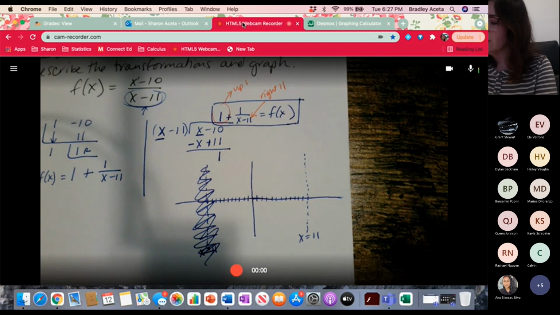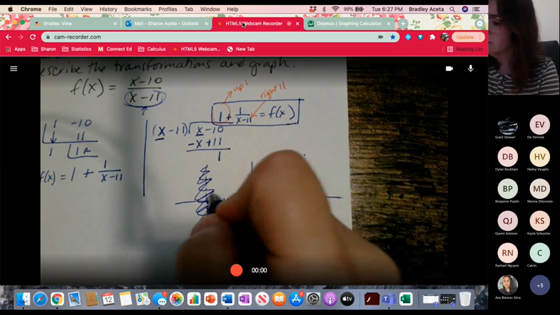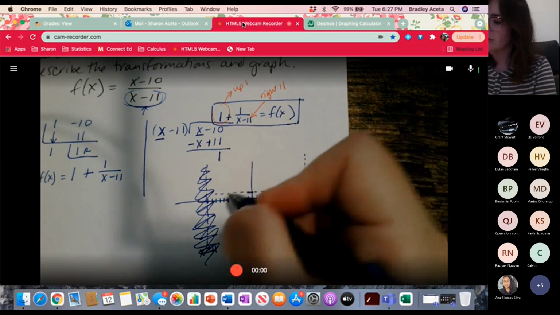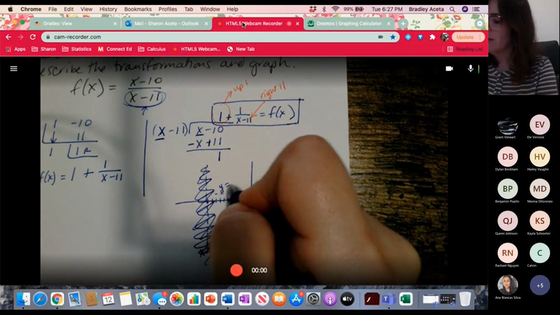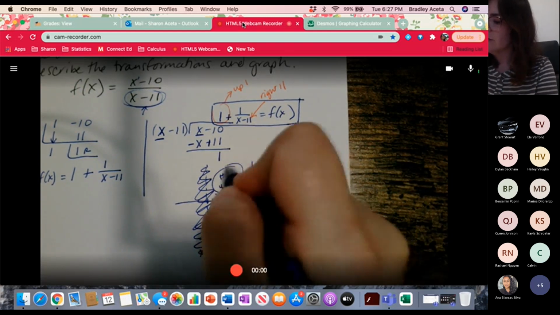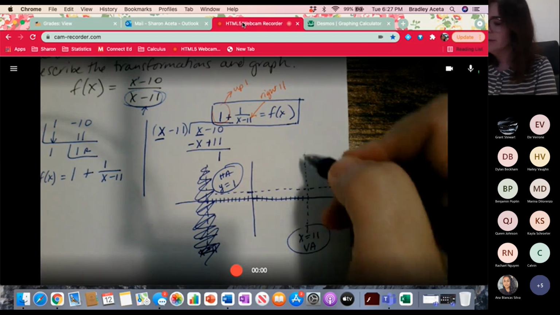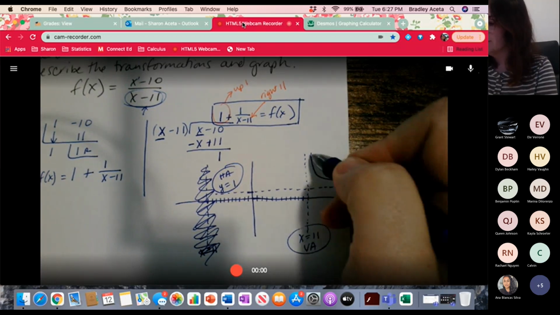And then I've got to go up 1. And so then I have y equals 1. So there's my horizontal asymptote, and there's my vertical asymptote. That's much better. And then I can put my hooks in there.